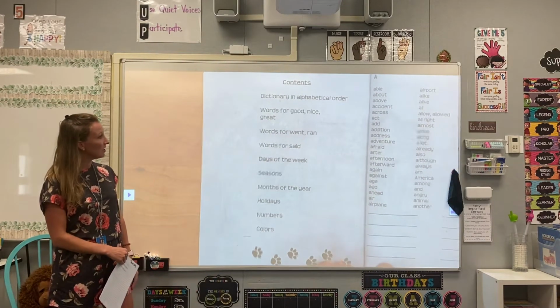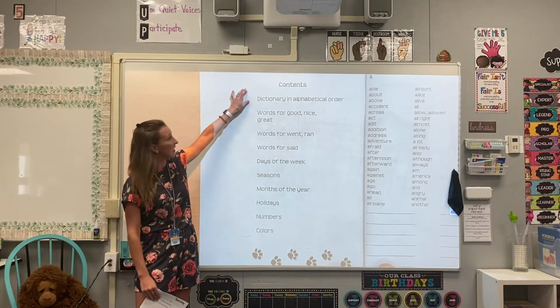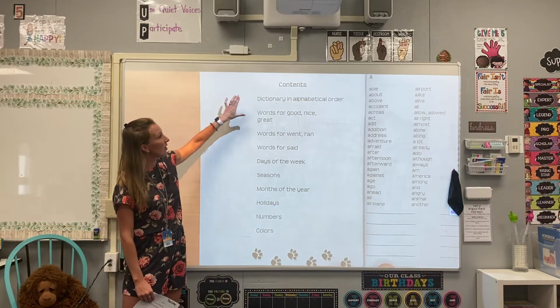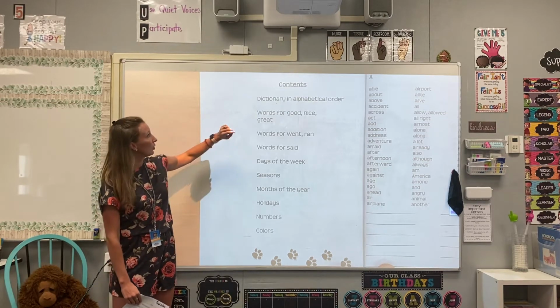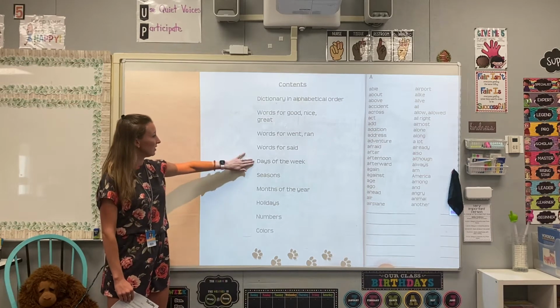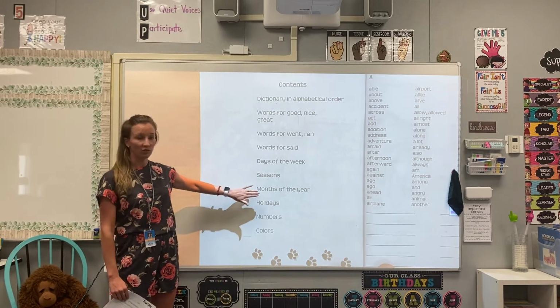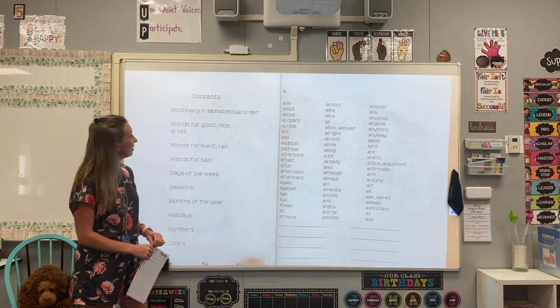When you open up the dictionary, there is a section which is called the contents, or the table of contents, and it's going to tell you all the different sections or types of words that you can find, including the fact that it's in alphabetical order. You can find the days of the week, you can find words for holidays and colors, and we're going to show you a couple of those sections in the book.